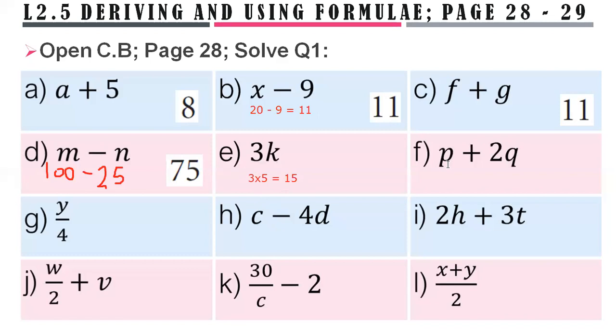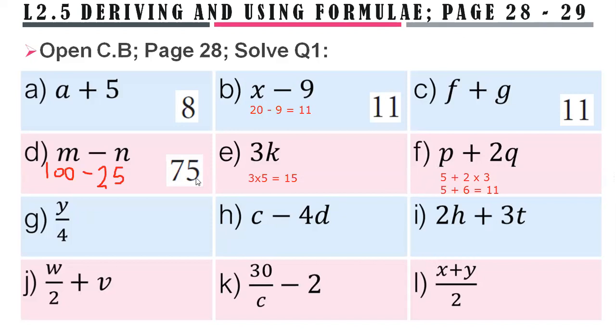Okay, so you have P plus 2 times Q. So when P equals 5 and Q equals 3. So what should I do? 2 multiplied by 3, which will equal 6, and then plus 5, which will equal 11. Excellent Malak, thank you.